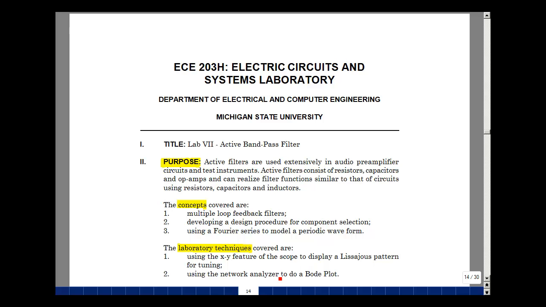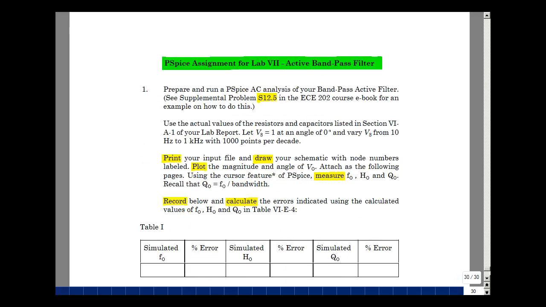Now at the end of this lab, there's another exercise, just to call your attention to this. This is a PSpice assignment. What I want you to do is to take the values of your components that you've measured and simulate your circuit and measure the value of F0, H0, and Q0 and compare that to what you measured in lab. There's a very similar example in supplemental problem 12.5 in the ECE 202 ebook. This is lab number 7, a bandpass active filter.